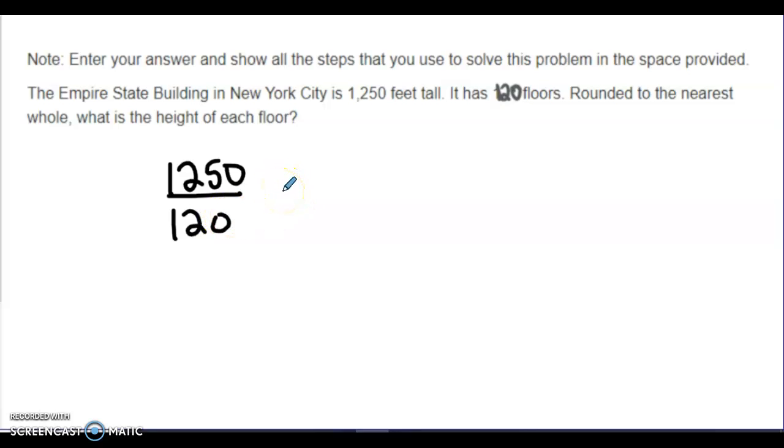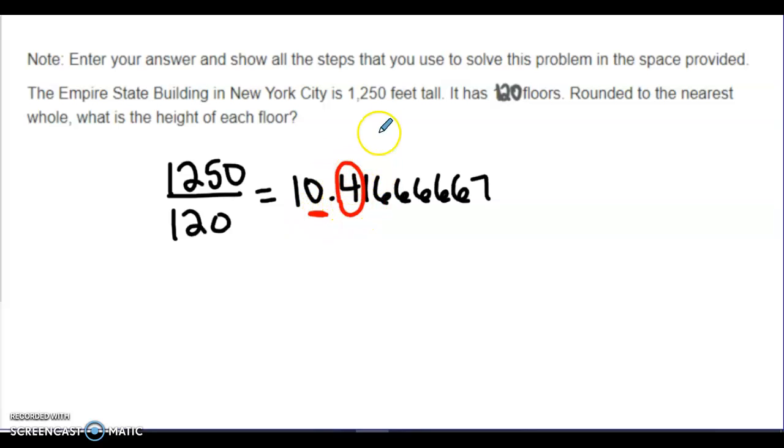So if we do that in our calculator, 1250 divided by 120. My calculator tells me, and this is not a pretty number yet, 10.4166667. Okay, that's what my calculator tells me. But in this case, it says that we want to round to the nearest whole number. So if I want to round to the whole number, I need to look at the place right behind it. If this was a 5 or higher, this number would go up. If it's less than 5, this number stays the same. Since this number is a 4, 10 is going to stay the same. So the height of each floor is approximately 10 feet.